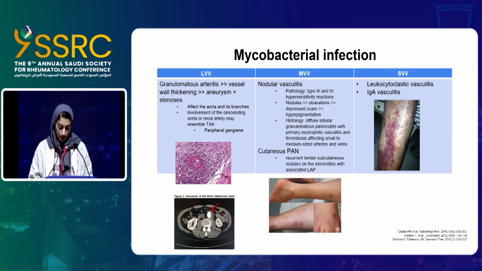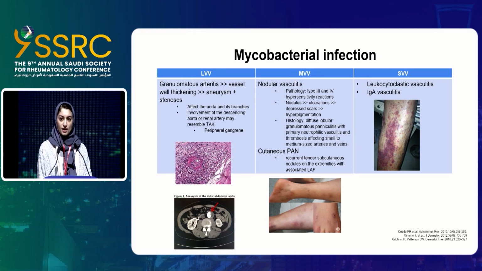It could also mimic medium vessel vasculitis, where it can lead to secondary nodular vasculitis, which is a type 3 and 4 hypersensitivity reaction. There will be nodules that will evolve into ulcerations, and that will lead to depressed scars and hyperpigmentation. In histopathology, there will be diffuse lobular panniculitis with granulomas, of course, and primary neutrophilic vasculitis in the small and medium-sized arteries and veins. It also can cause secondary cutaneous polyarteritis nodosa with lymphadenopathy, as in this picture.